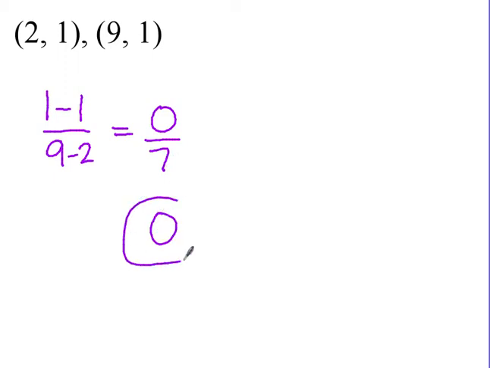So on the top, what did you get? 7. On the top, what'd you get? 0. You should have gotten 1 minus 1, which is 0. On the bottom, what'd you get? 9 minus 2, which is 7. What is 0 divided by 7? 0. Okay, 0 divided by 7 is 0. Now, if it had been the other way around, 7 divided by 0, what would that be? Undefined.